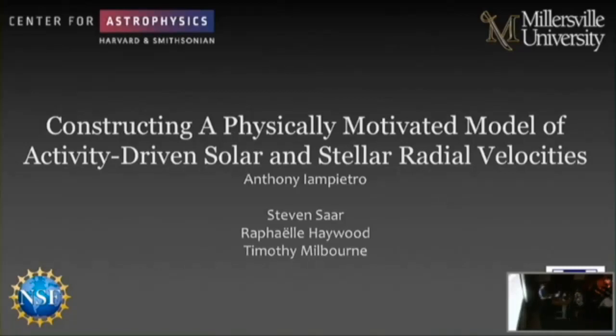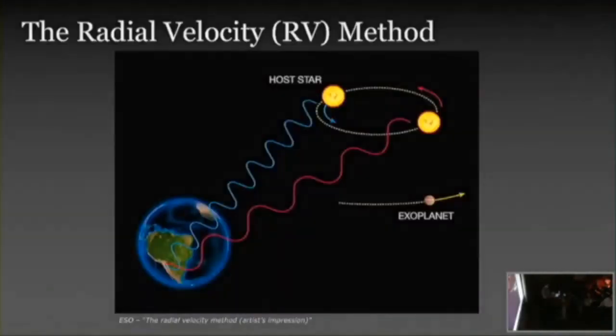All right. Hello, everyone. My name is Anthony Iampietro, and my project for the summer, we'll actually be continuing the theme of exoplanets from Dakota's talk: constructing a physically motivated model of activity-driven solar and stellar radial velocities. I was working with Stephen Czar, Raphael Haywood, and Timothy Milbourne on this project. So a little bit of background on what our project was about.